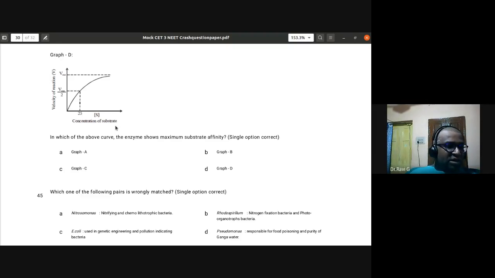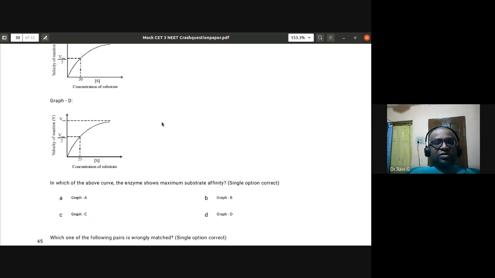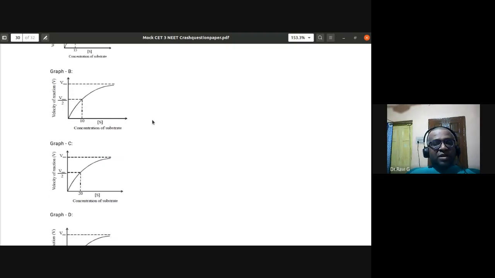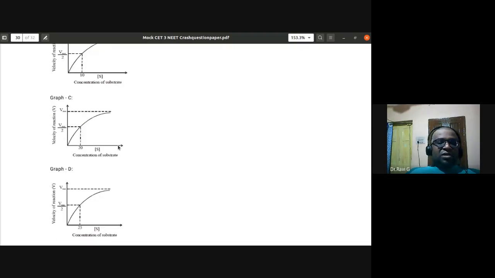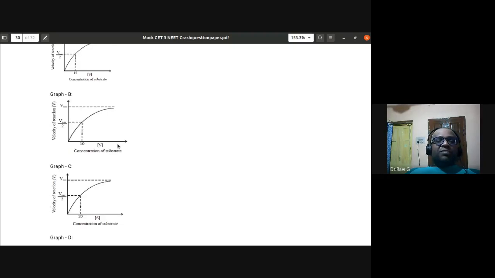So for the 44th, the answer is graph B. If you look into graph B, the concentration of substrate, they are showing the enzyme shows maximum substrate affinity. So you can see the enzyme which is showing the maximum substrate affinity in case of this graph B when compared to graph A or C or D. So maximum affinity to substrate is shown by the enzymes in graph B.